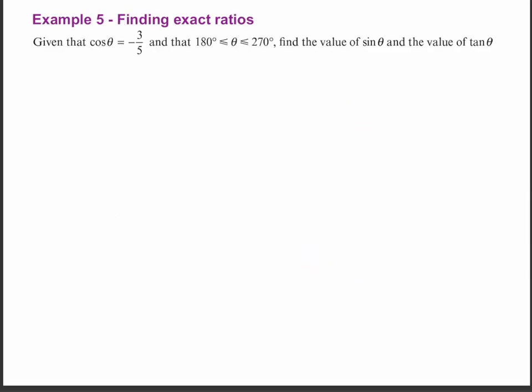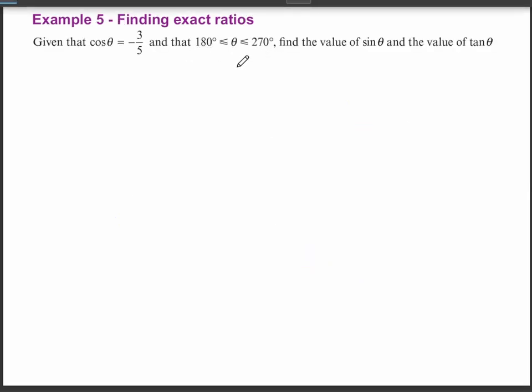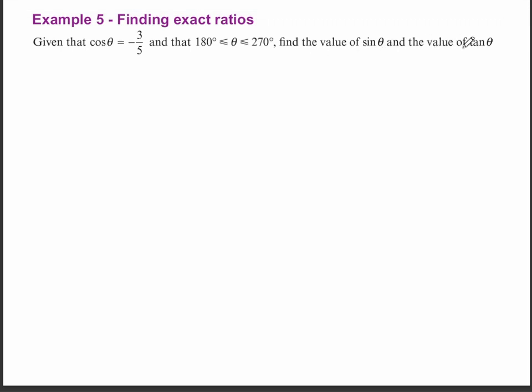Next, given that cos theta equals 3/5 and that the angle is between these, find the value of sine theta and the value of tan theta. So we draw our xy plane and the angle is between 180 and 270, which is in the third quadrant. That means sine is going to be negative and tan is going to be positive straight away.